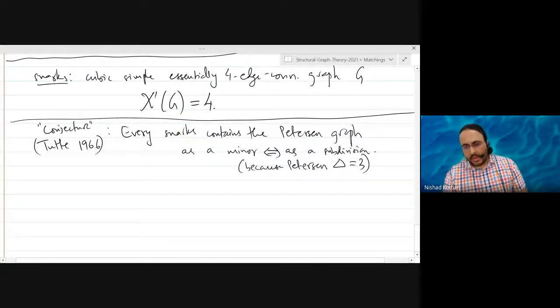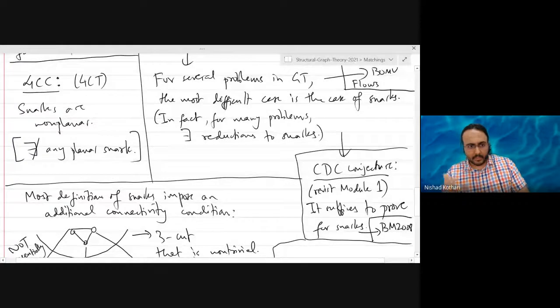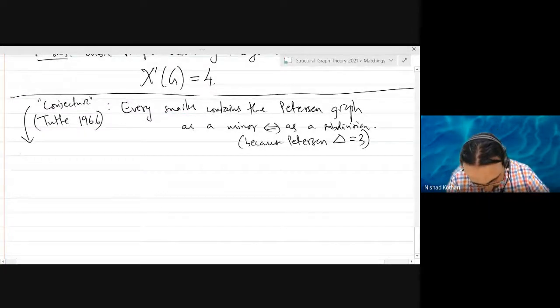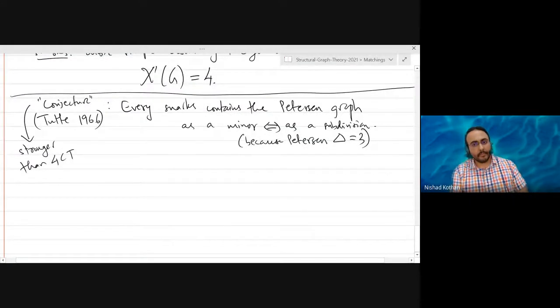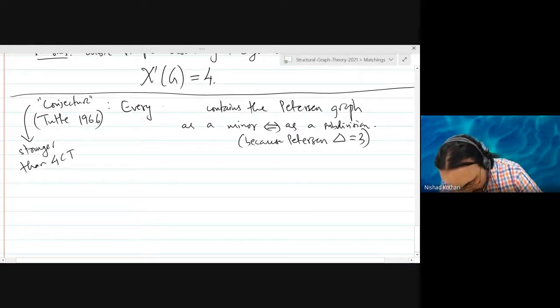And of course, if you prove this, then it implies that every snark is non-planar because the Peterson graph is non-planar. So this is clearly stronger than the four-color theorem. However, the four-color theorem does not imply this result. Okay, so this is stronger than the four-color theorem. Every snark, not snarks.